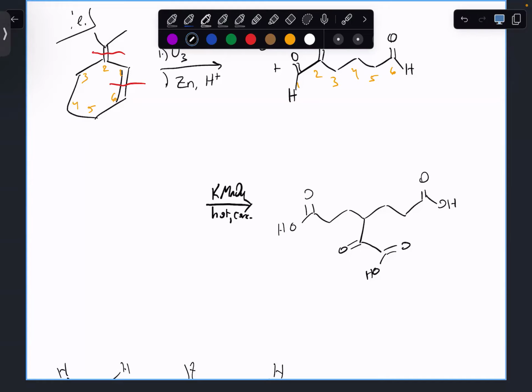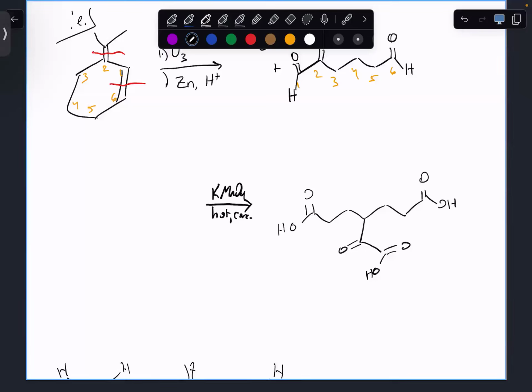Could this one be double bonded to that one, or this one double bonded to that one? Those would be the only other two options. Okay, let's think about that. If this were double bonded there, what ring size would that be? That would be a 1, 2, 3, 4, a five-membered ring. That's not too bad. We've seen those.